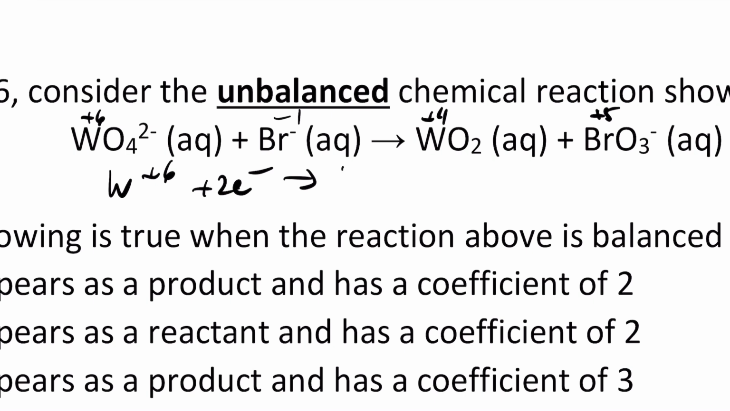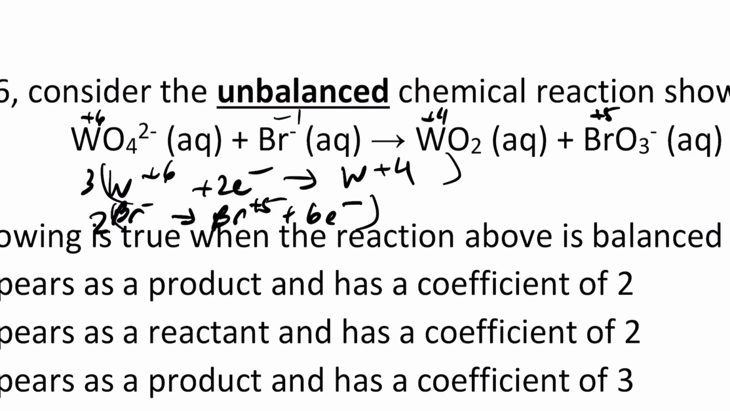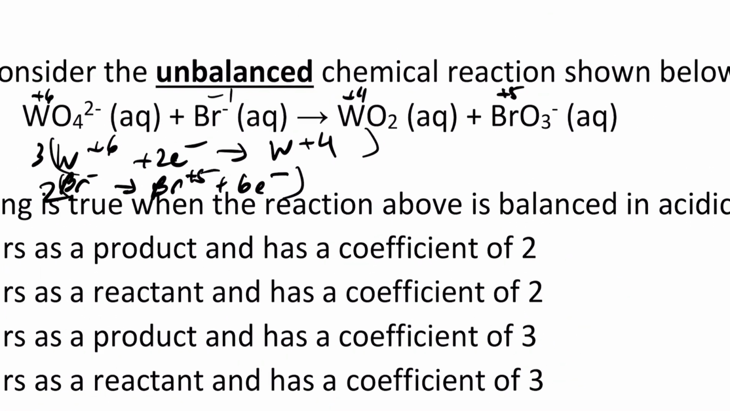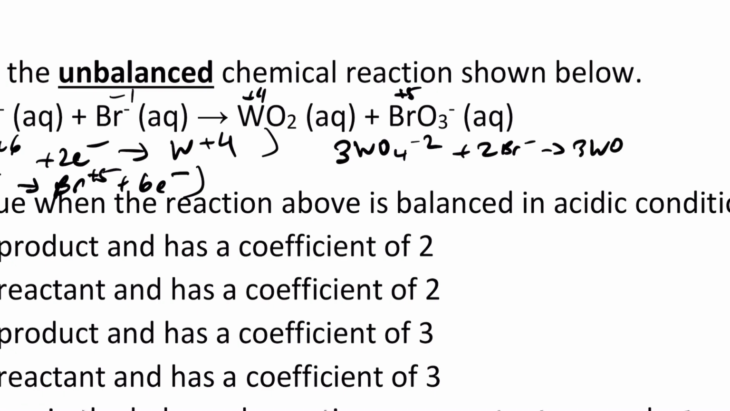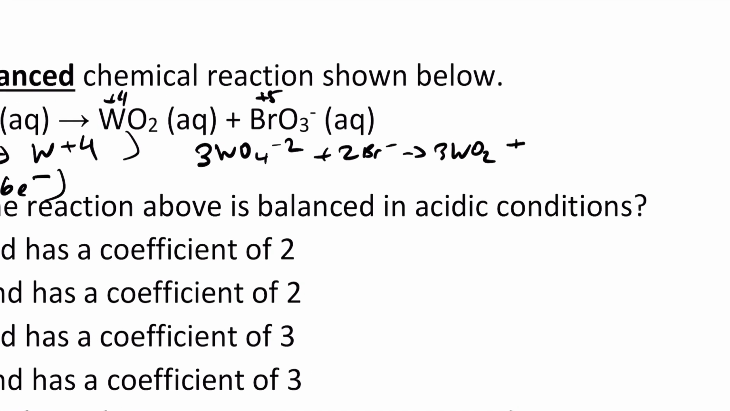So W +6 is getting reduced to W +4. Br- is getting oxidized to Br +5, losing 6 electrons. So you have to multiply the first by 3 and the second by 2. I'm going to skip ahead because I know how to do all this: 3 WO4 2- plus 2 Br- yields 3 WO2 plus 2 BrO3-. Then we look at the side with the least amount of oxygens.